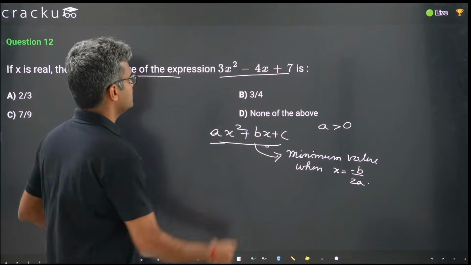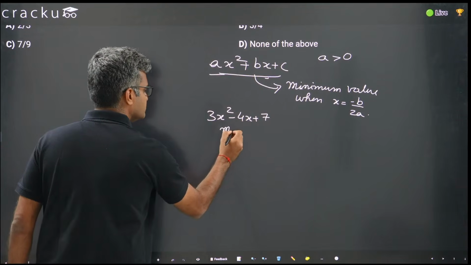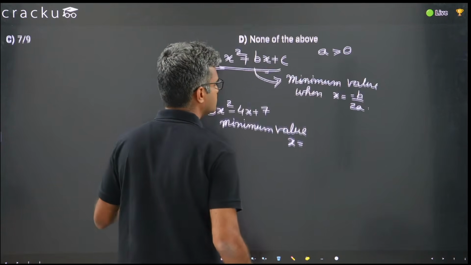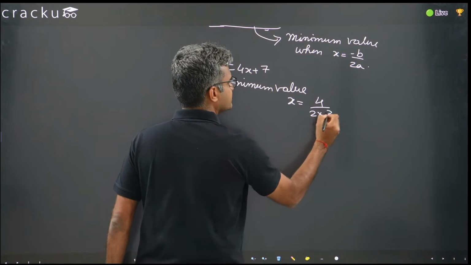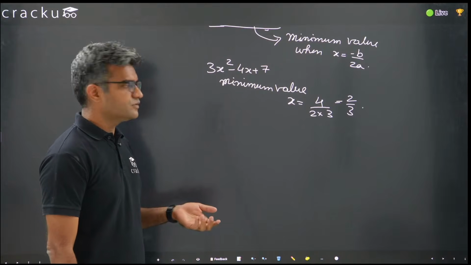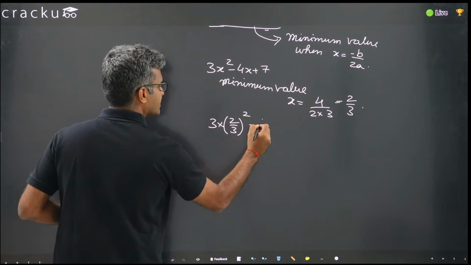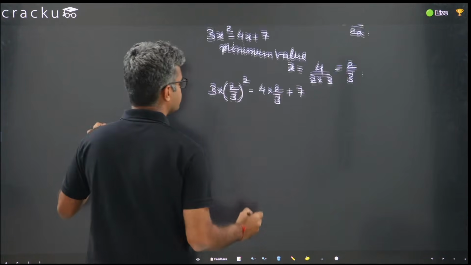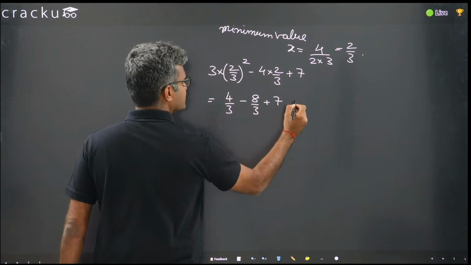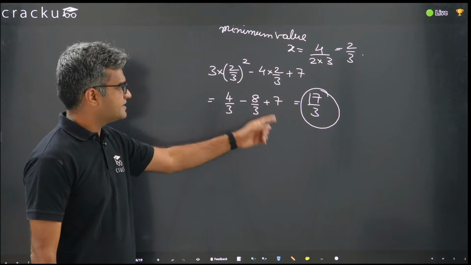In this particular case, the quadratic expression is 3x square minus 4x plus 7. So this will have its minimum value when x is equal to 4 by 2 into 3, which is equal to 2 by 3. And what is that minimum value equal to? Just substitute the value of x to be equal to 2 by 3. So that will be 3 into 2 by 3 whole square minus 4 into 2 by 3 plus 7. This is equal to 4 by 3 minus 8 by 3 plus 7. This will equal 17 by 3. So the minimum value of the given quadratic expression will be 17 by 3, and that will occur when x is equal to 2 by 3.